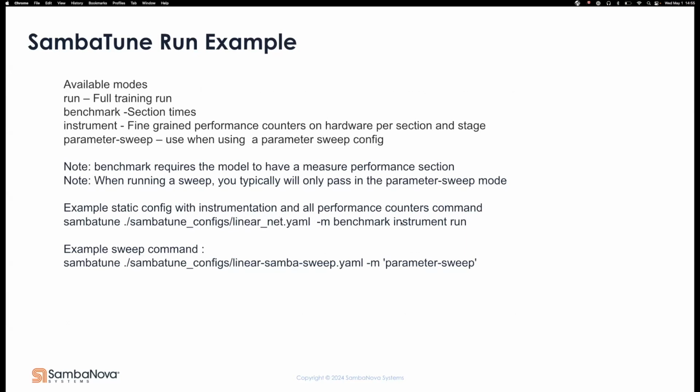Here's an example run with instrumentation and all performance counters command. So here I'm telling it I want it to run this config. I want it to run in benchmark mode, I want it to run in instrument mode, and I want it to run in run mode. This will go through, and obviously it is going to be multiple runs, and it will also be multiple paths. So it'll be a path for each stage of these. So again, if you have a model where it takes a long time to build the path, you're going to want to pass in the location of your paths that you've already done.